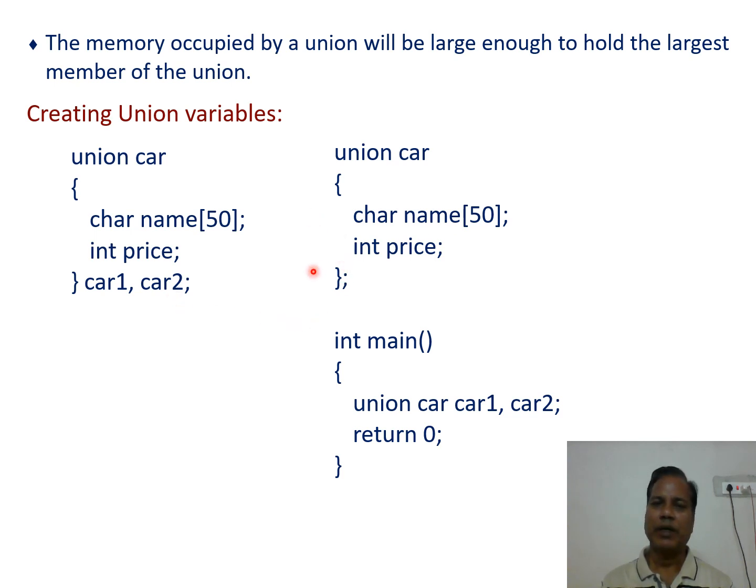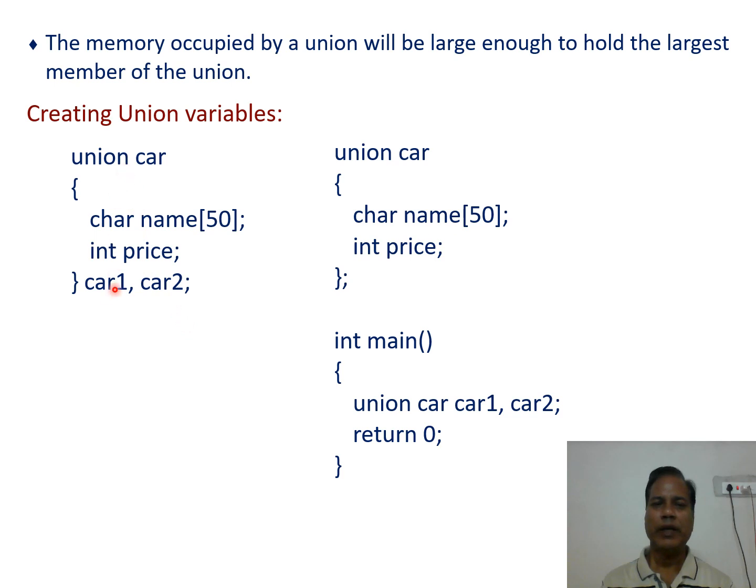There is another way of declaring the union variable: union car in open and close braces ending with the semicolon. We declare the two union member definitions, char name[50] and int price. Then in the main function, the first statement is union car car1, car2; using this statement we declare two union variables car1 and car2, and then this one is the last statement.